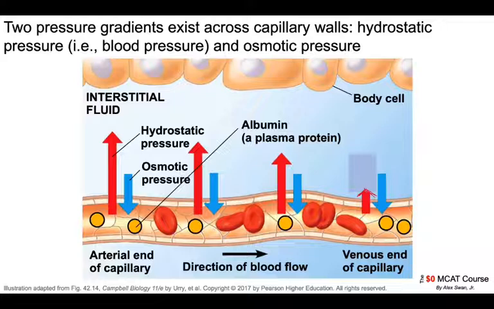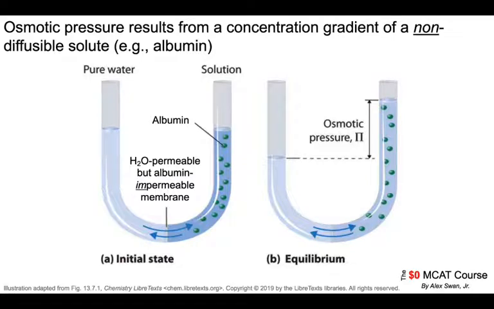And how is that so? Well, first of all, what is osmotic pressure? Osmotic pressure is the pressure that results from a concentration gradient of a non-diffusible solute such as albumin.